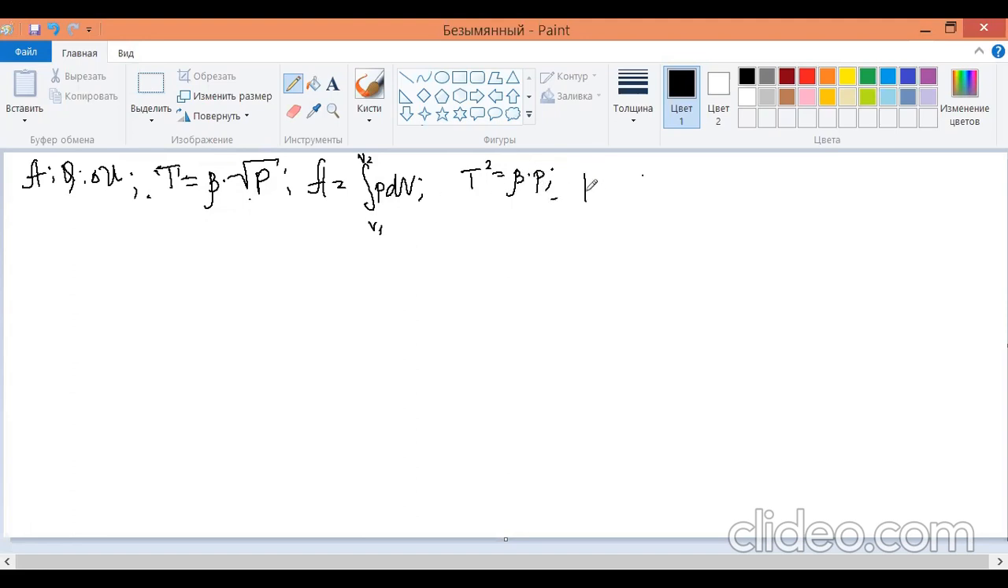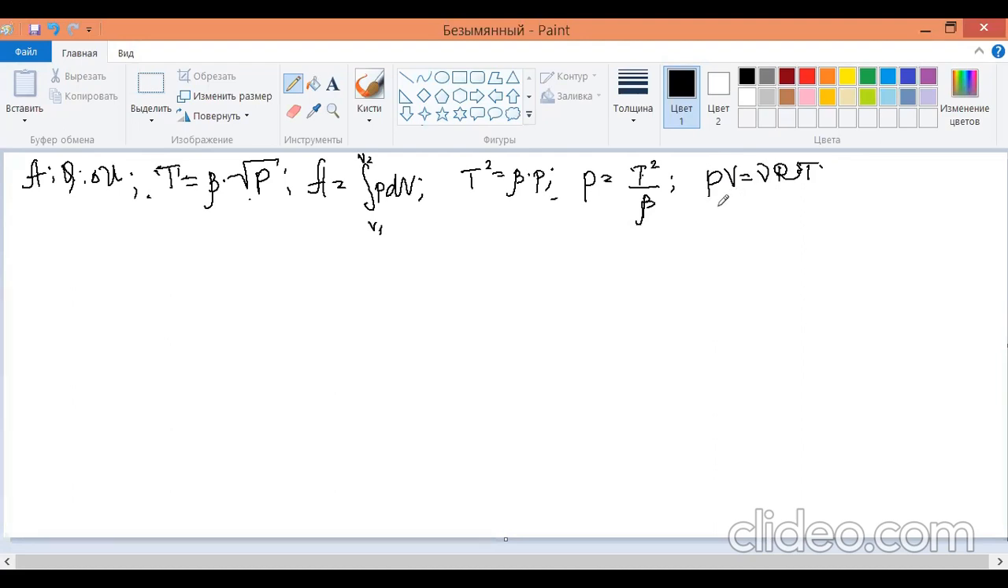And from this, we can express P very easily. It's T squared over beta, okay? So we've got it. So far, so good, but we don't know anything about dV. To know what dV is equal to, we first of all should work out the formula of the volume of the ideal gas. And it's high time to remember that we are dealing with ideal gas, and for that reason, its state equation is applicable. So P times V is equal to mu times R times T, right?